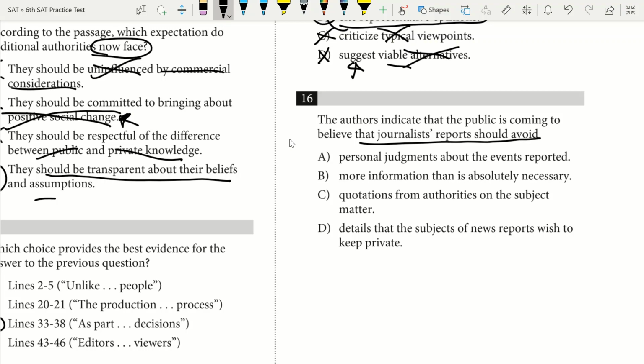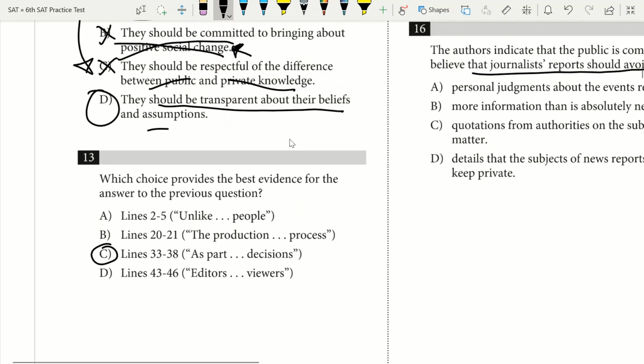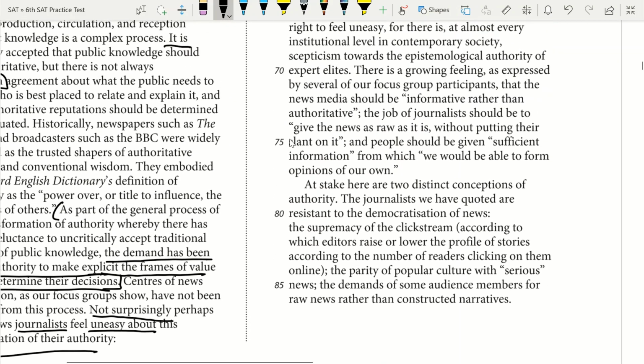Okay, that's narrative or spin. I'll check if we have evidence for that next one real quick. We do. Okay, so I'm going to look for where we talk about how we don't want narrative or spin. That's where we talk about it being raw. Okay, so I'm going to go find that real quick. I see that that's right here.